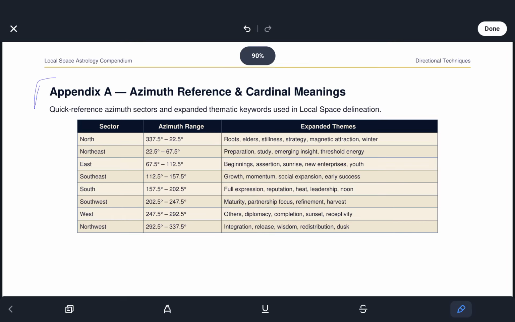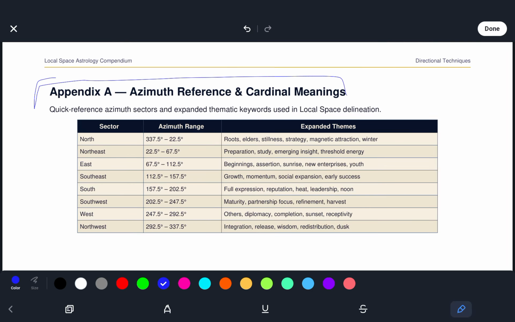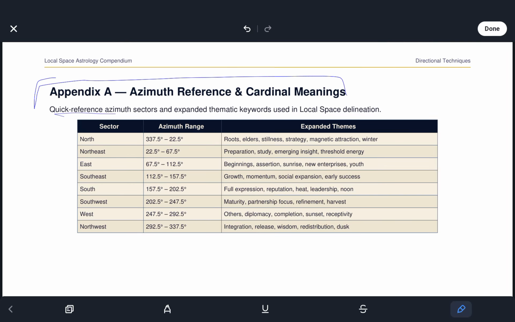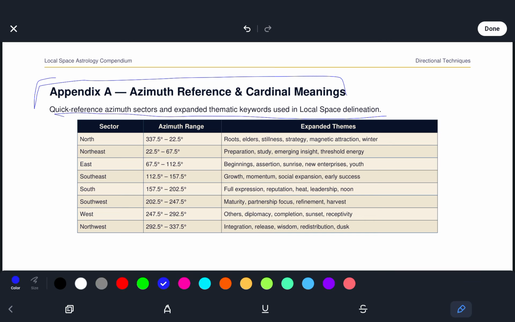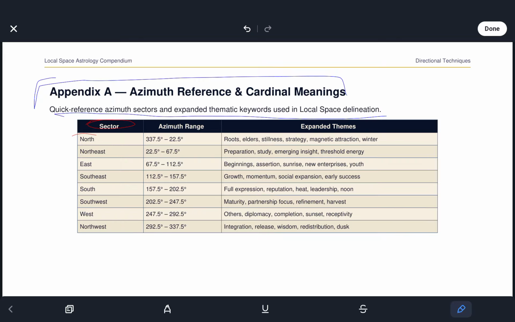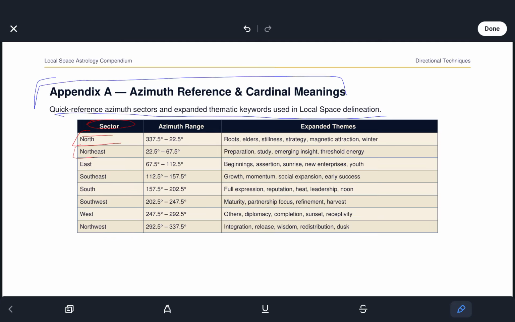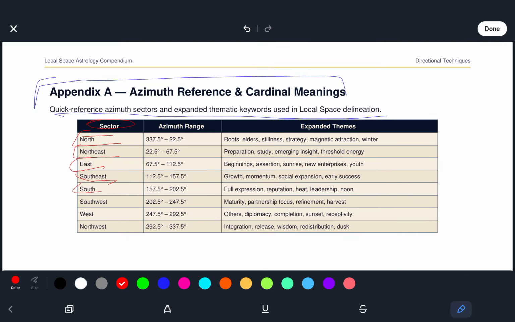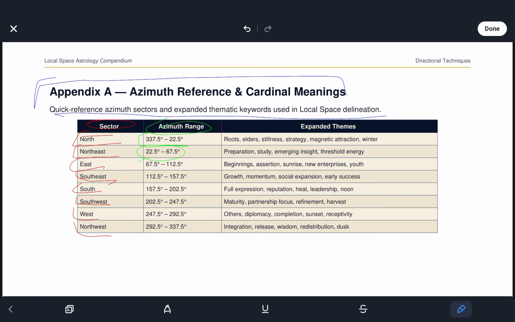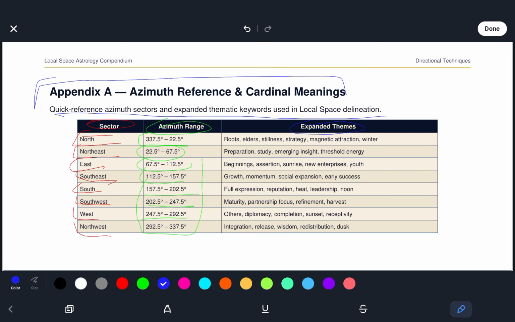So Appendix A. Azimuth reference and cardinal meanings. Quick reference azimuth sectors and expanded thematic keywords used in local space delineation. We see the sectors. So I've got north, northeast, east, southeast, south, southwest, west, and northwest. And look at the azimuth range. And we also see the expanded themes.